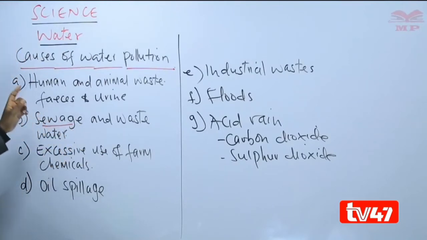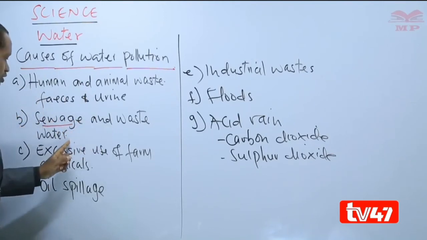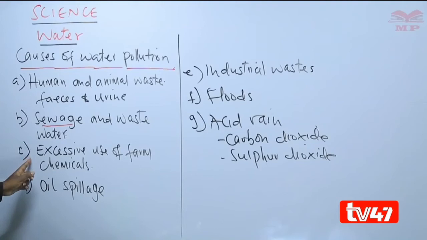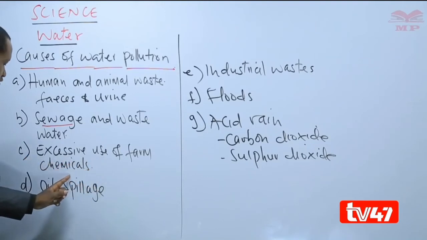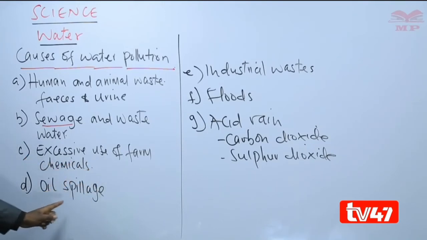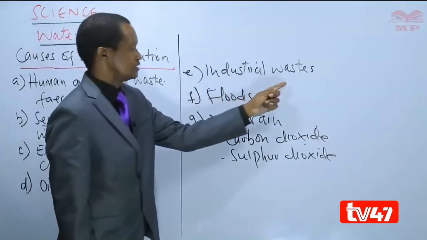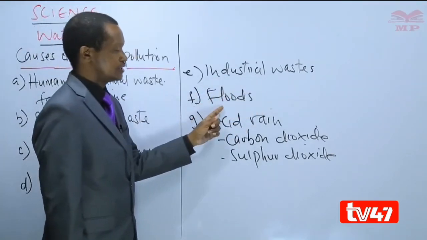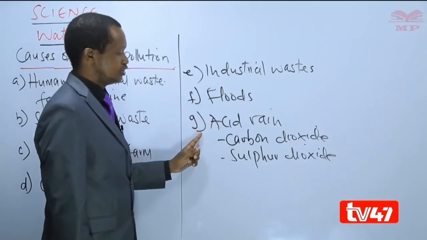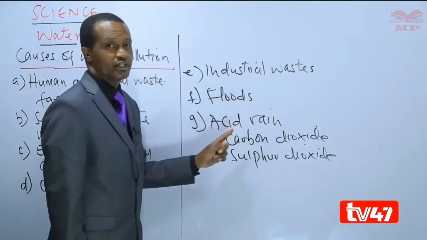The first one being human and animal waste. B, sewage and wastewater. C, excessive use of farm chemicals. D, oil spillage. E, industrial wastes. F, floods. And lastly, G, acid rain.